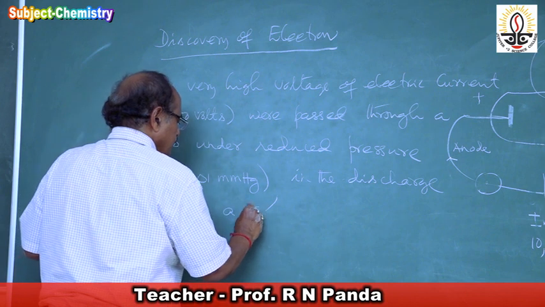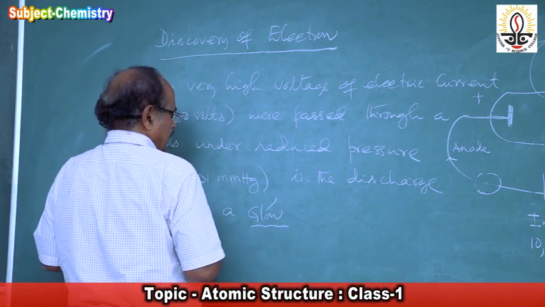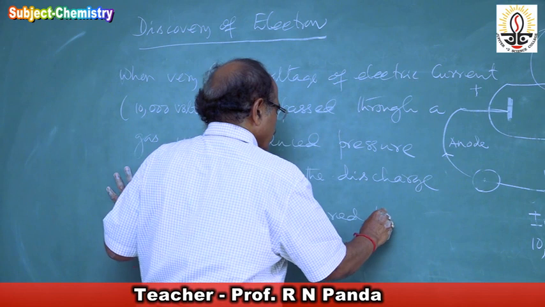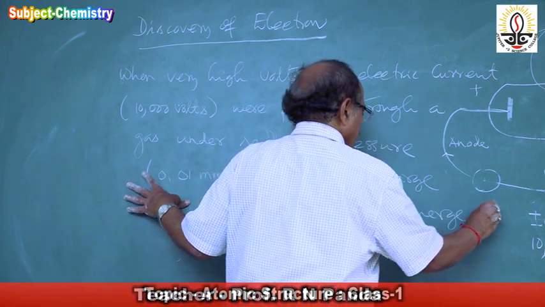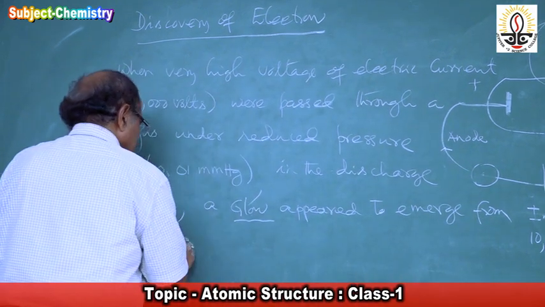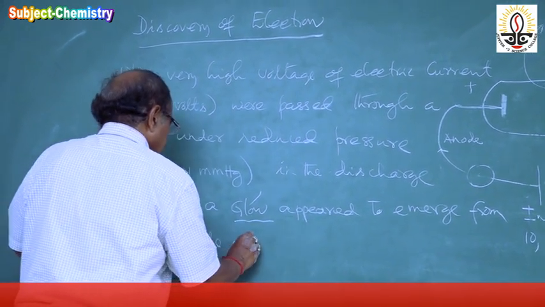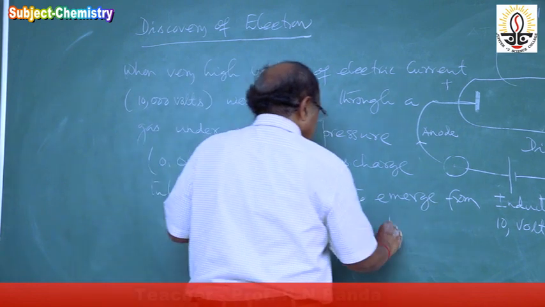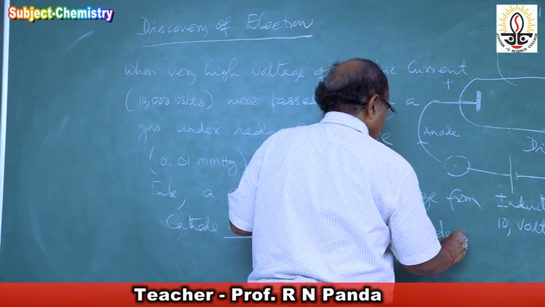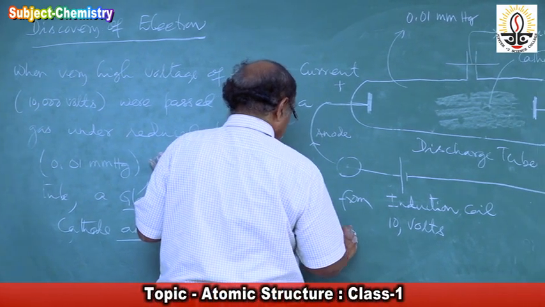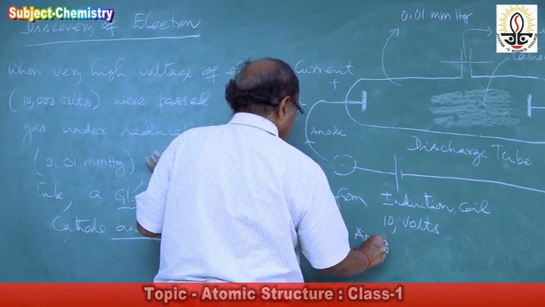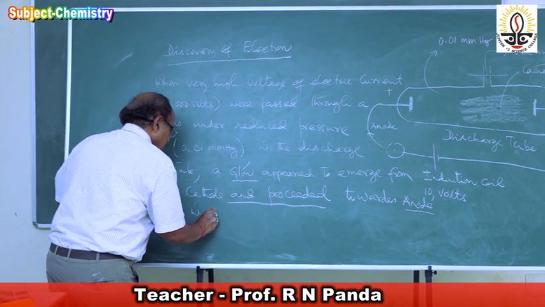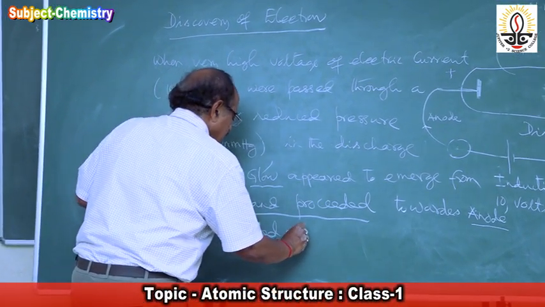A glow means a bright light, a stream of bright light. A glow appeared to emerge from the cathode and proceeded towards the anode. What is the anode? The positively charged electrode. These were called cathode rays.